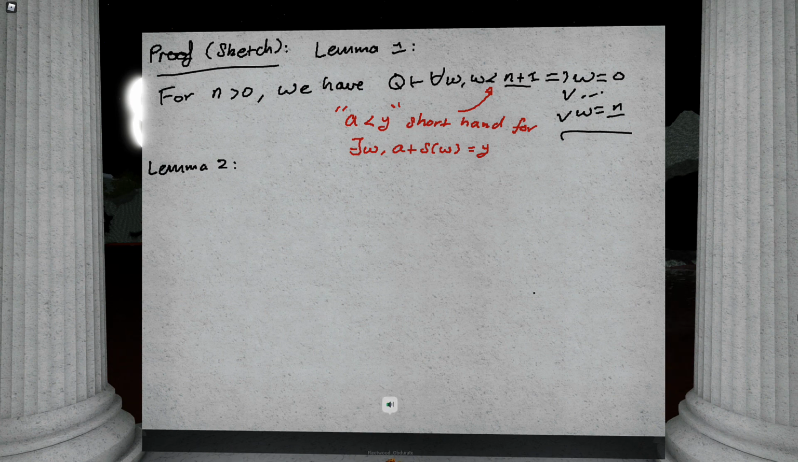Okay, so Lemma 2 is the trichotomy axiom, and it is... Actually, it's probably confusing if I write it like that. So for n greater than 0, we have that Q can prove for all x, x is less than n, or x is equal to n, or n is less than x.